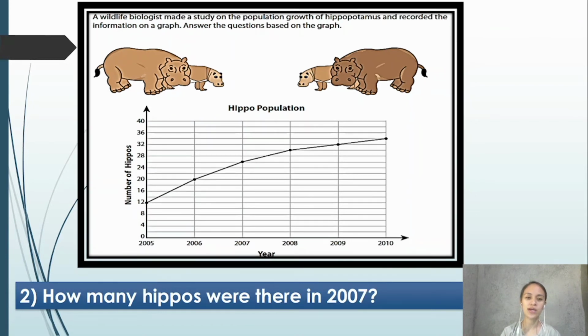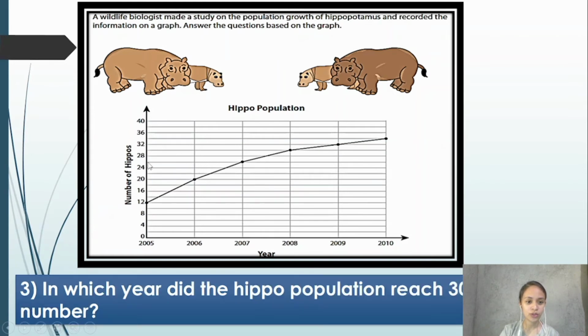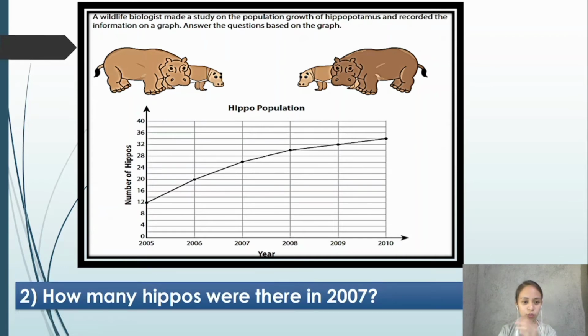So, next question. Number 2. How many hippos were there in 2007? In 2007 naman, ilan daw ang hippopotamus na na-record? So, let us see our line graph here. The answer is between 28 and 24. The answer is 26.